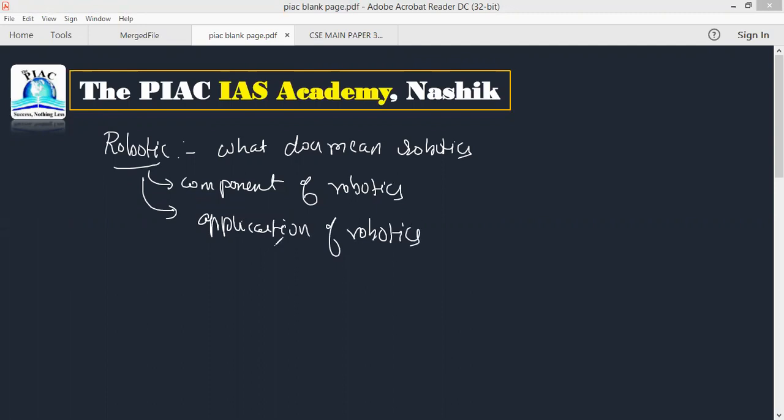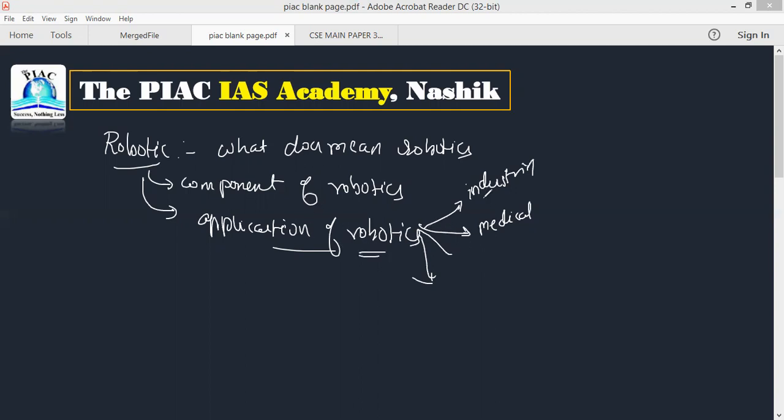For example, there are several applications of robotics in several fields. It may be in the industrial field, then in the medical field. If I give you a recent example, during the COVID pandemic, in some countries, rather than having human contact, they used robots for distributing medicines and other services. Why? To avoid contamination and the spread of the disease. So robotics has played an important role.